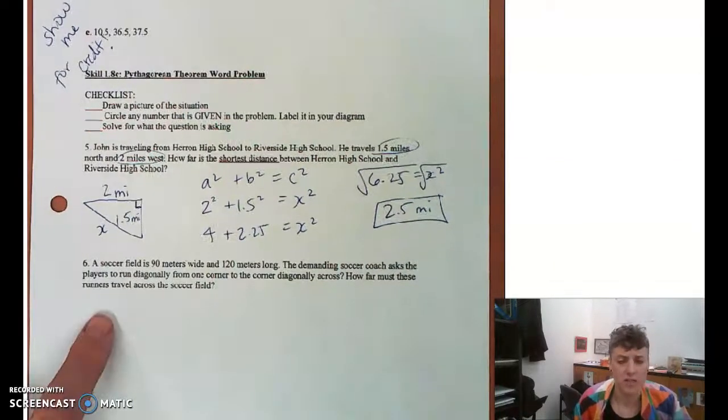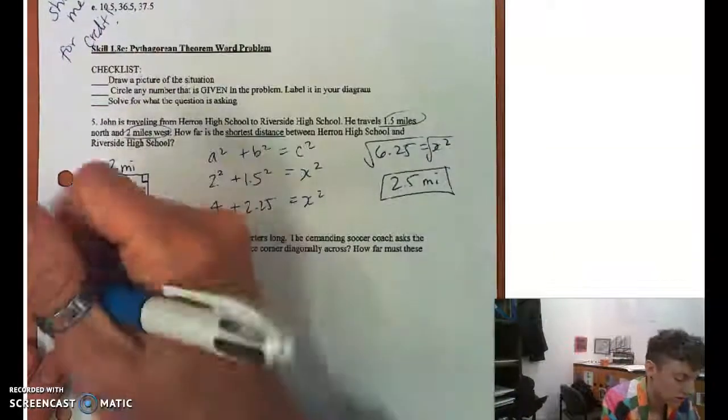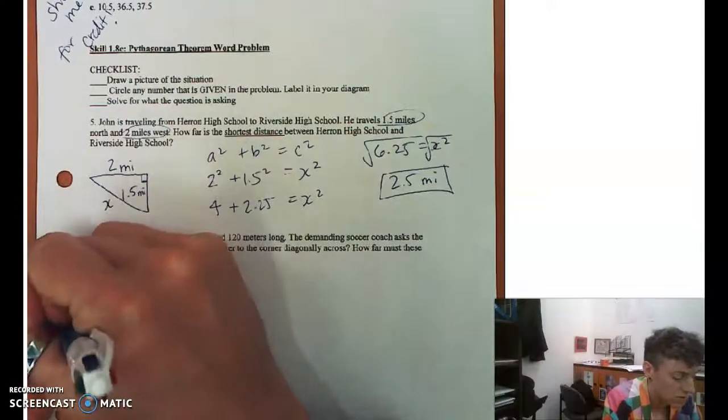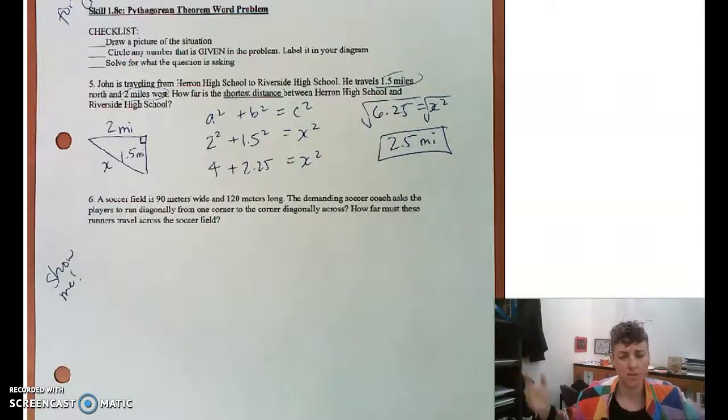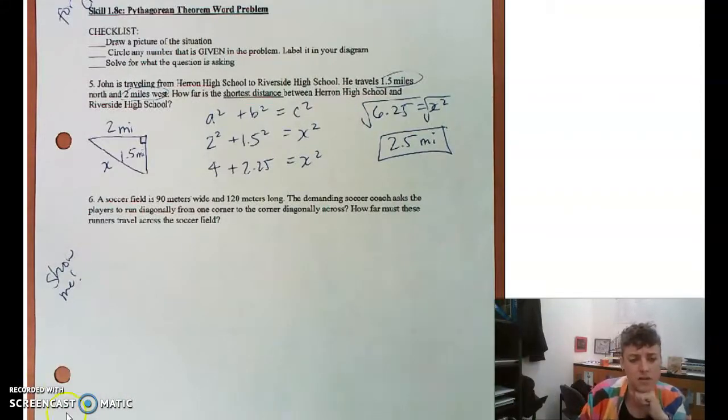You're going to do number 6 and show me for credit. All right. That's our Pythagorean theorem. Go get 'em, scholars. Keep on that hustle.